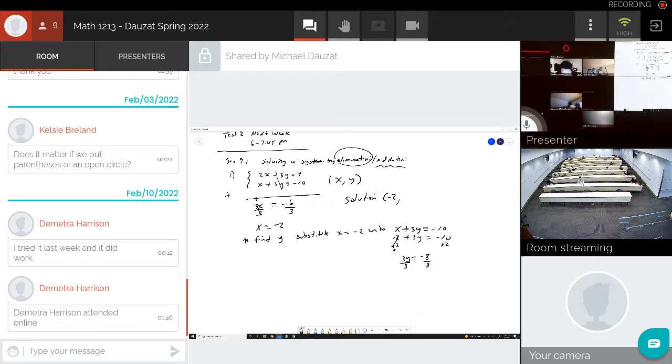Divide both sides by 3, and you get y equals negative 8/3. So there's your y coordinate. So the solution to this system is negative 2, comma, negative 8/3.